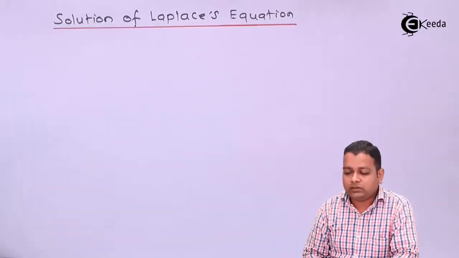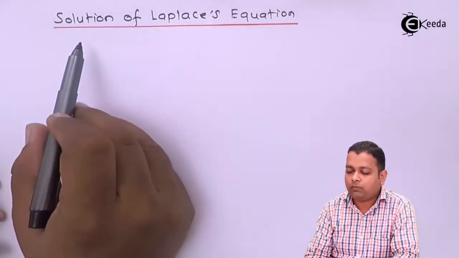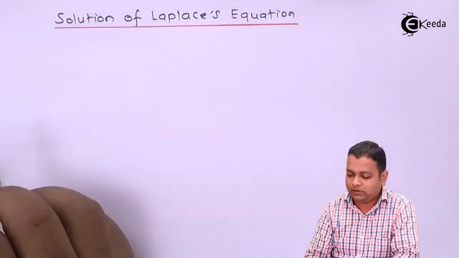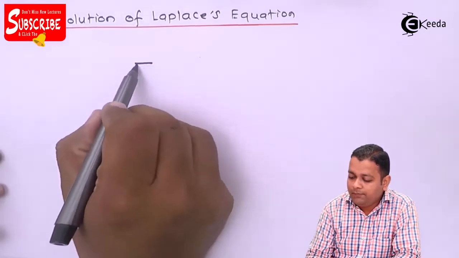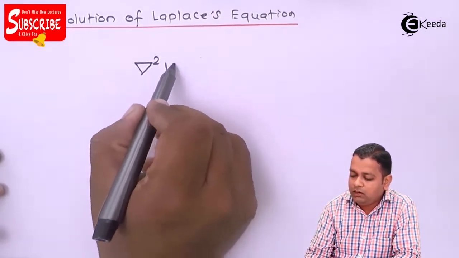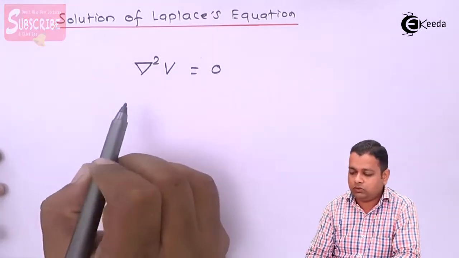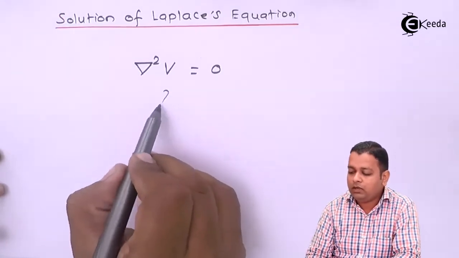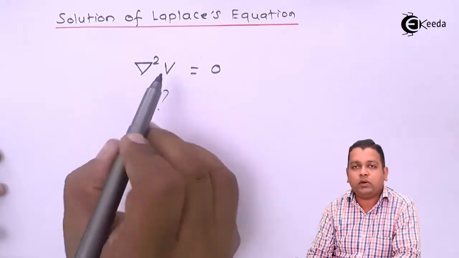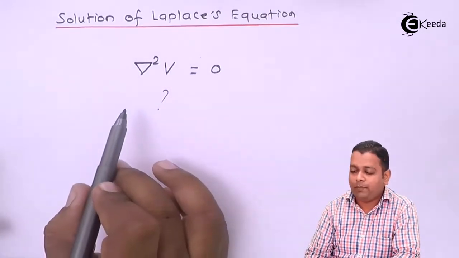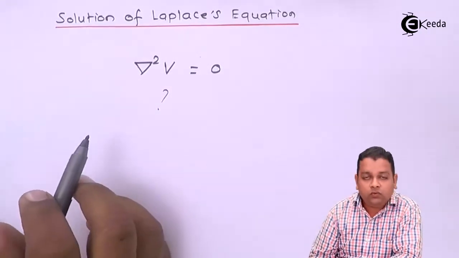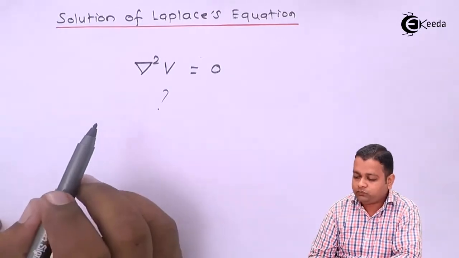There are several ways or methods opted for finding the solution of Laplace equation. We opt a very simple approach. The Laplace equation is given by del square V is equal to 0. Finally we have to find the value of V which satisfies this particular equation. At that time we will say that it is the solution of Laplace equation. So we opt the reverse way.